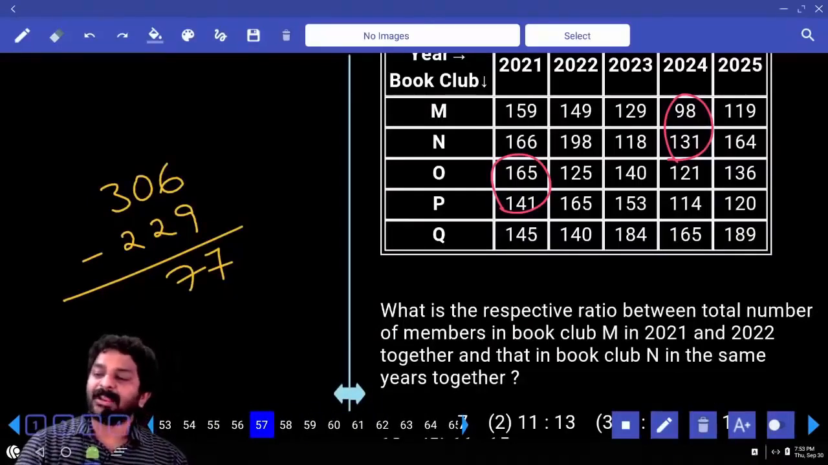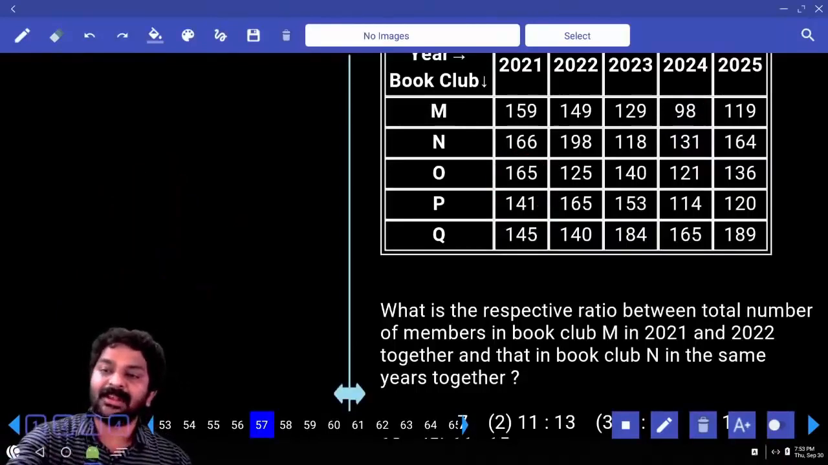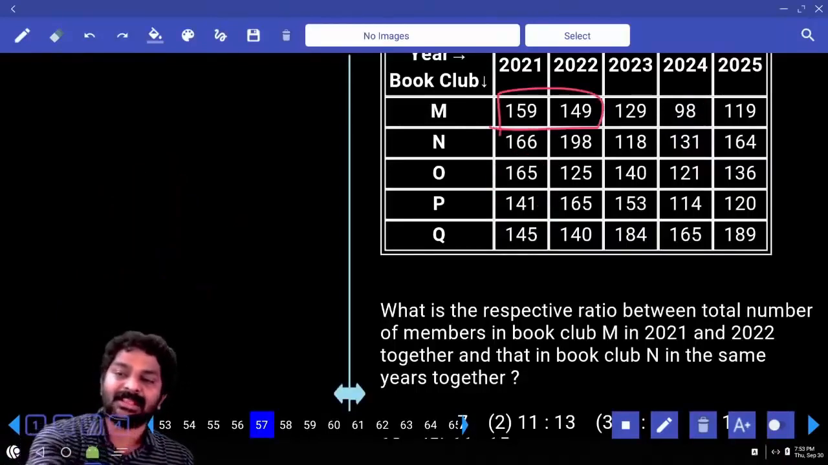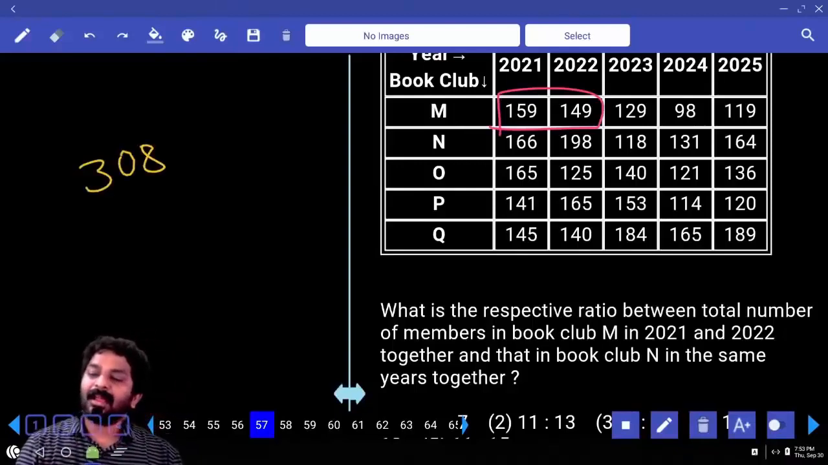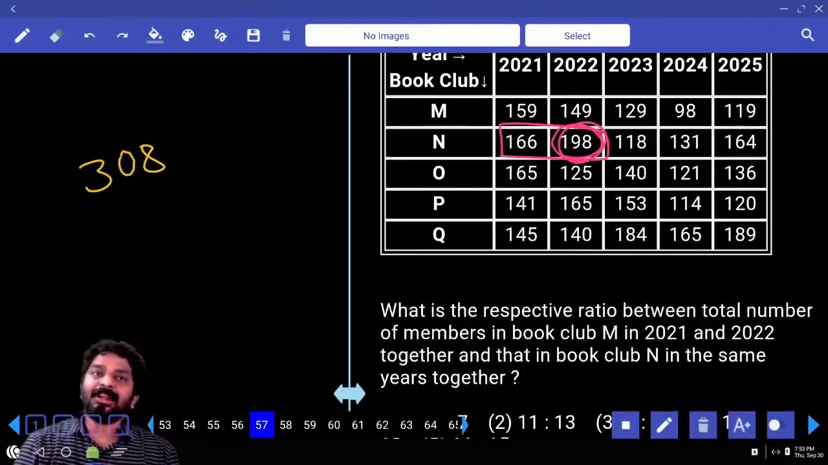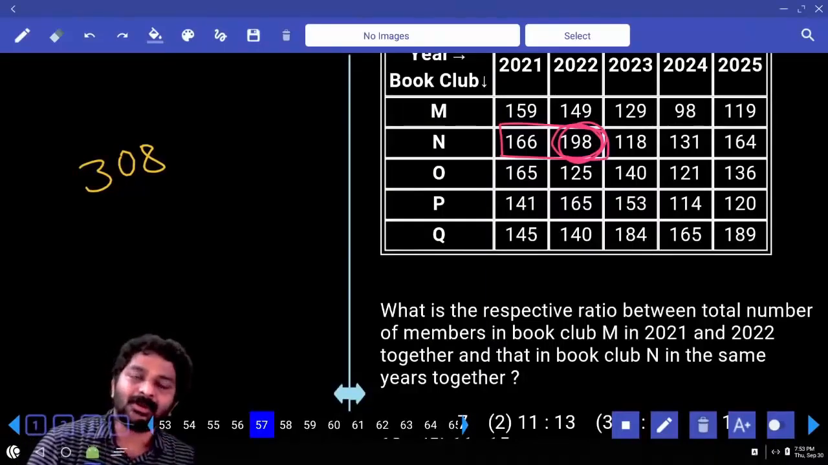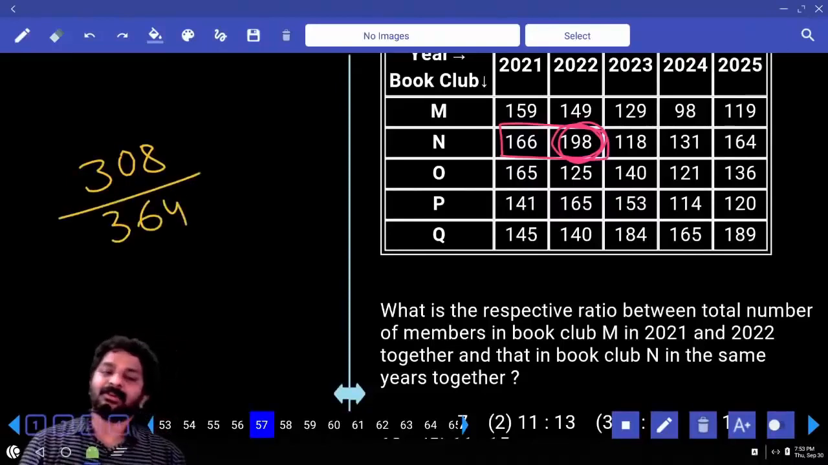What is the respective ratio between the total number of members in book club M in 2021 and 2022, that is equal to 308, and N in the same years together, the sum of these two numbers? To make the second number a round figure, we need 2. Take 2 from 166: 164 plus 200 is 364. Yes, this is what we need to calculate.